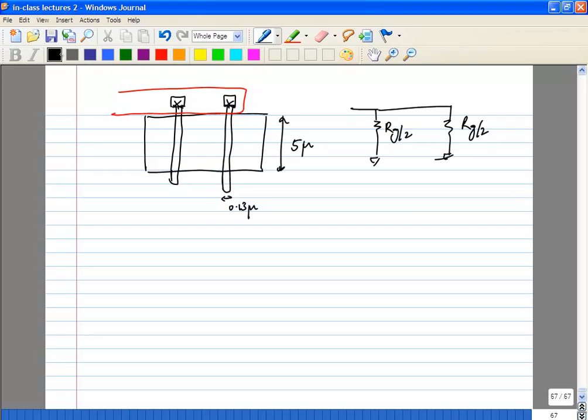So you have Rg by 2, Rg by 2. So the actual resistance is Rg by 4, not Rg by 2. If your original transistor had resistance Rg, now you have half the poly length. So in a coarse way, you have Rg by 2 in parallel with Rg by 2. So it's actually Rg by 4. But of course this is a very coarse approximation. I'll give you the general expression. You can take a look at it.